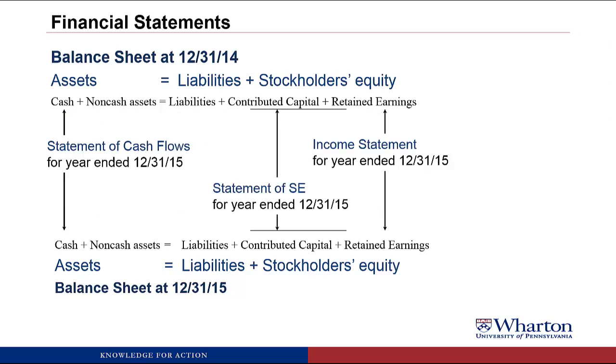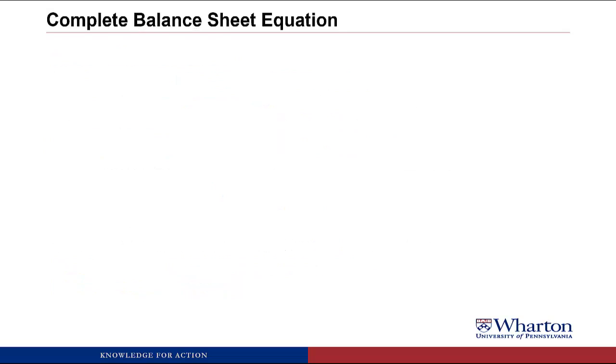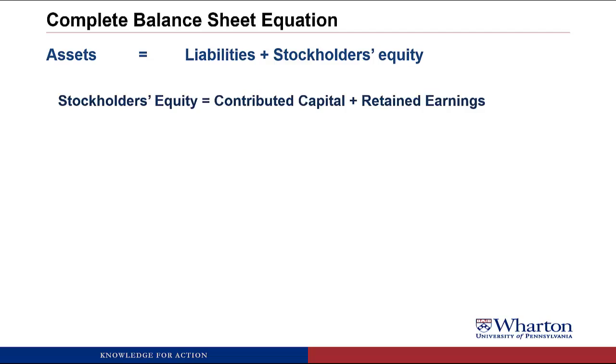Of course, we also have to mention the statement of stockholders' equity, which explains the changes in stockholders' equity between two balance sheets, which we will talk about more later in the course. What I want to do next is show you how everything that we're going to talk about fits into this balance sheet equation. So we've talked about how stockholders' equity has two components: contributed capital, which is the money that we raise from shareholders, and retained earnings, which is what we create by operating the business.